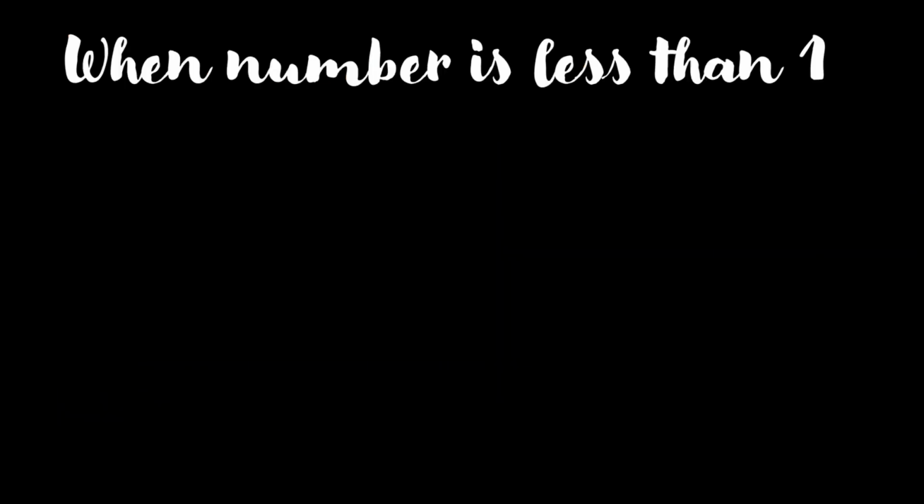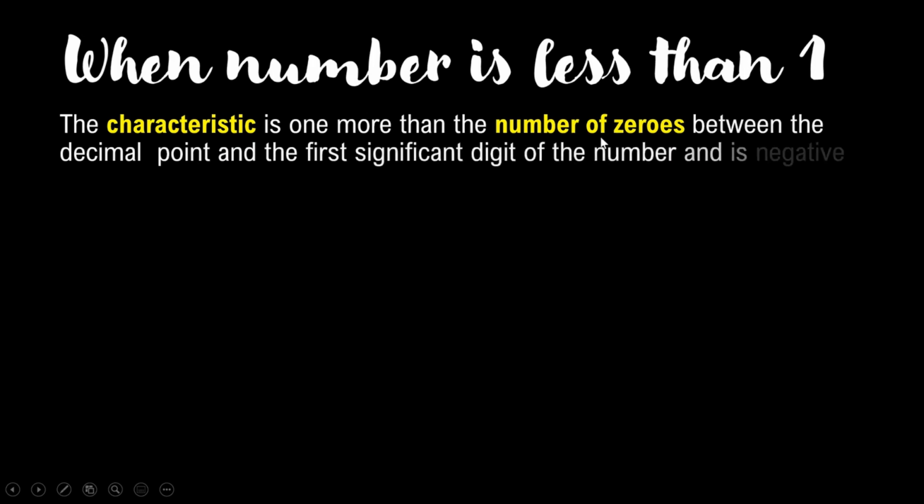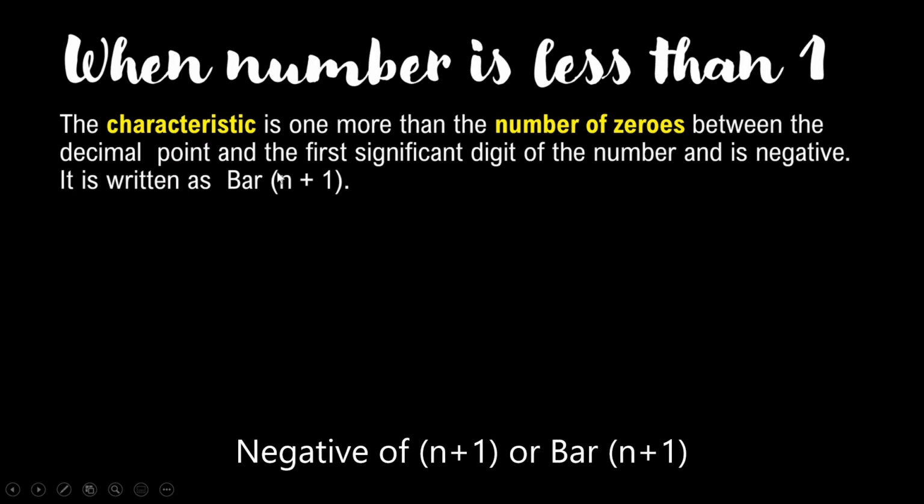So the net conclusion is that when the number is less than 1, that is, 0 point something is less than 1, then the characteristic is 1 more than the number of zeros between the decimal point and the first significant digit of the number. And it is negative, we can write it as minus of n plus 1, or as bar of n plus 1.